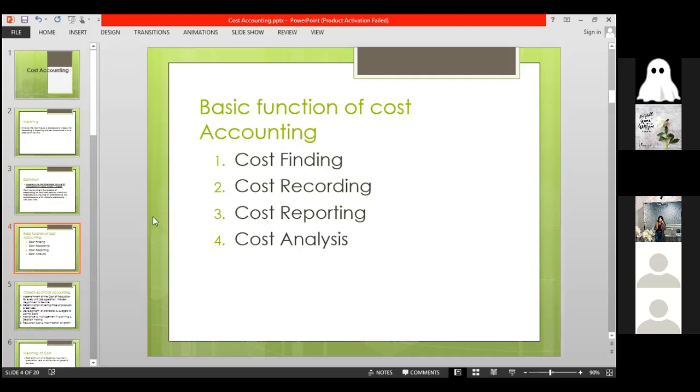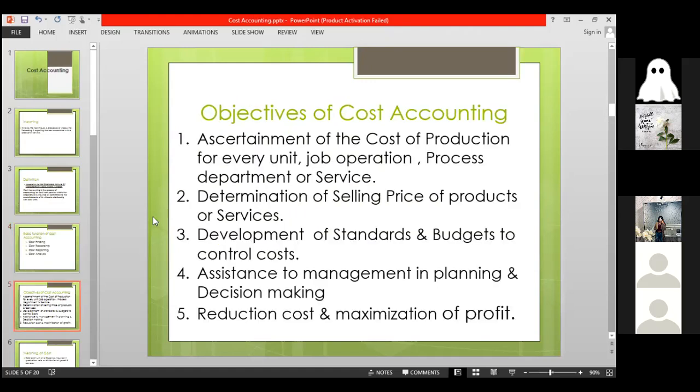Then we record them, then there is reporting, and then there is analysis. Analysis means how your costs are performing, and what percentage of your final product price is your cost. Analysis will try to find the steps where your cost is high or low, and then reduce them accordingly.